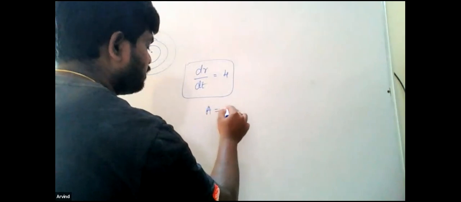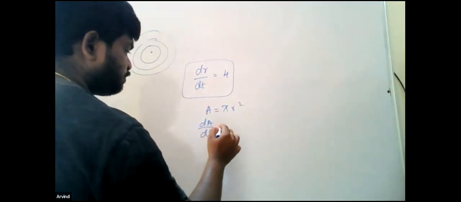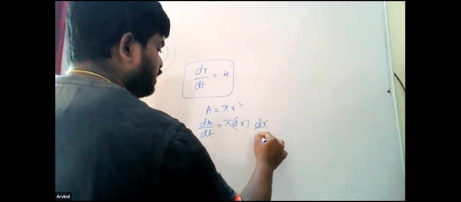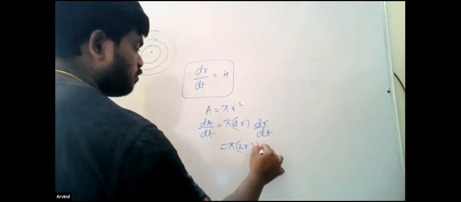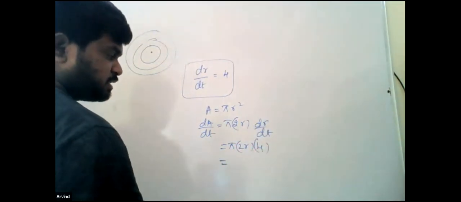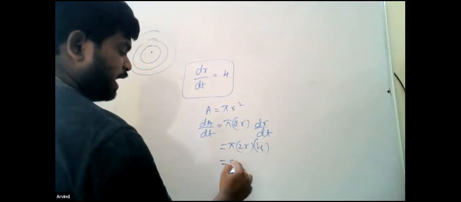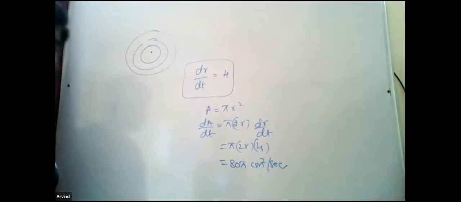We know that area is given by pi r square. So differentiate with respect to time. You get pi into 2r into dr by dt. So pi into 2r, dr by dt is 4. So r they've given as 10. So substituting 10, 2 tens are 20, 20 fours are 80, 80 pi centimeter square per second. That will be the answer.